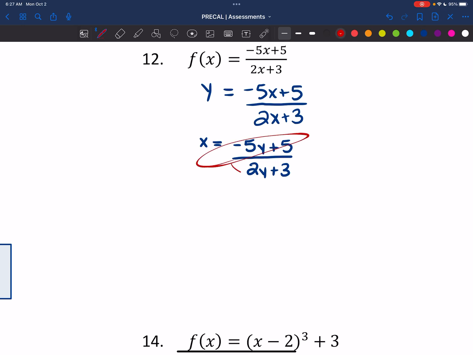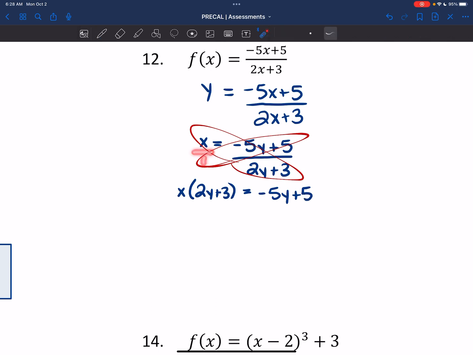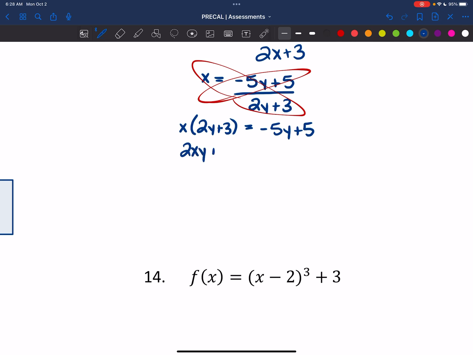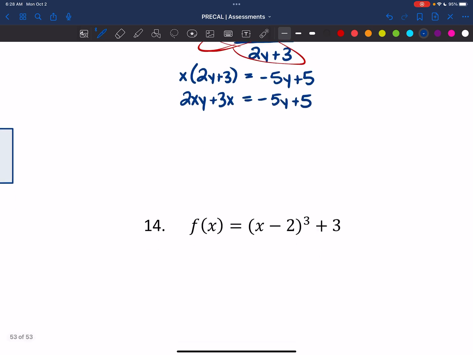Now we need to do a little bit of cross multiplying. So we would have x times the 2y plus 3 equals, well, this other side doesn't really get changed up much because the denominator over here is a 1. So when you multiply 1 times that, no change is going to occur. We'll distribute. And again, stays the same on the other side. And then we're trying to get y by itself. So we want to put all the terms of y on one side. So I'm going to add this.